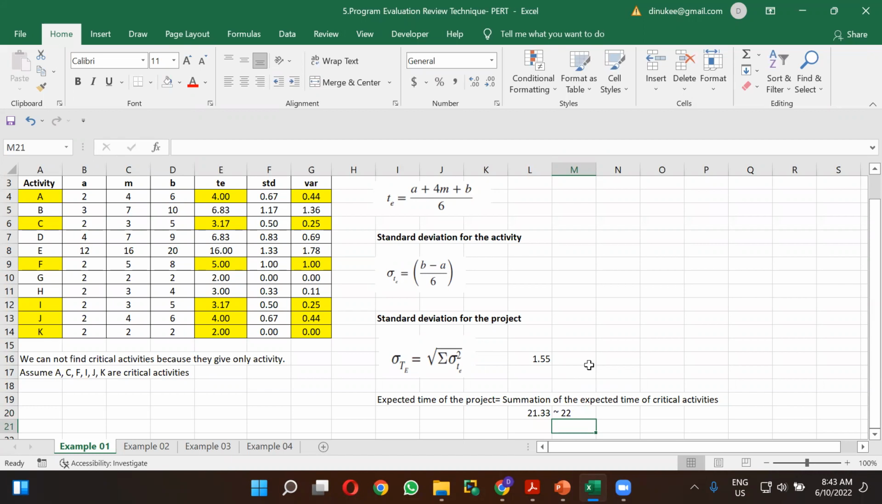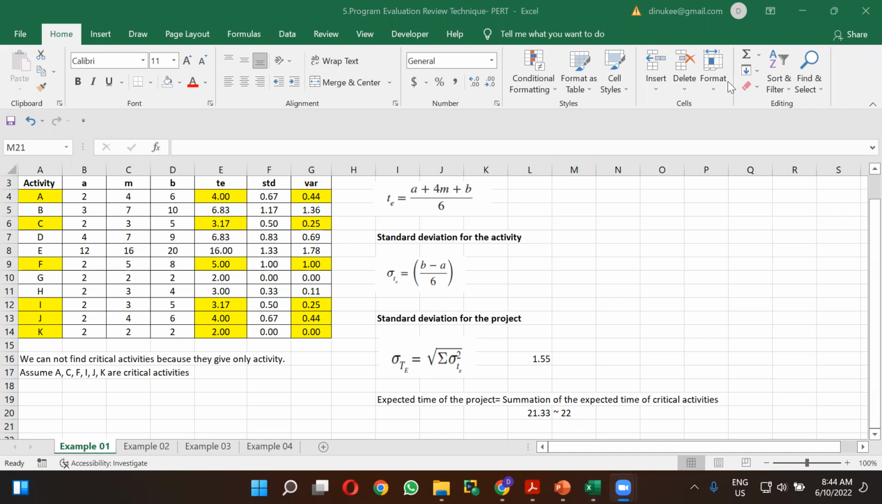Right. So those are the things I wanted you to calculate for example number 1. Did you all make some notes for the standard deviation of the project? You have to take only the variances of the critical activities and take the summation. And for the expected time of the project also, you have to take the summation of the expected time of the critical activities, right? So please make some notes.